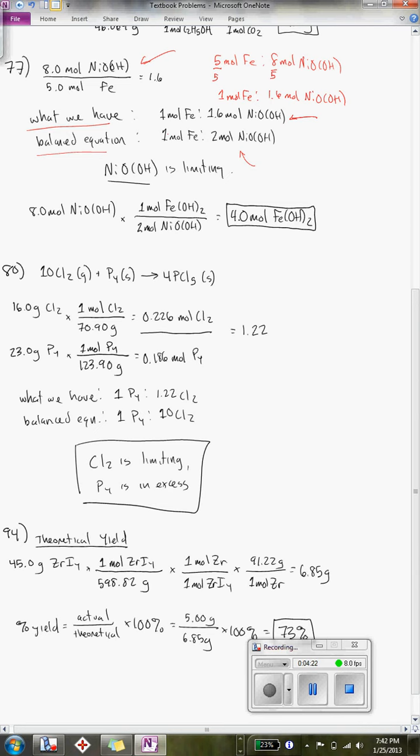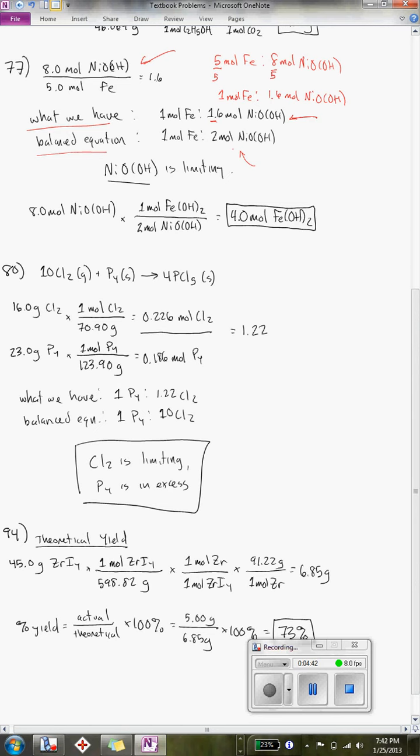If for some reason the second number was greater than the 2 moles, then that reactant would be in excess, it's called in excess, and your other one would be limiting. But in this case, 1.6 is less than 2, so NiOOH is limiting. That's our first step out of the way.